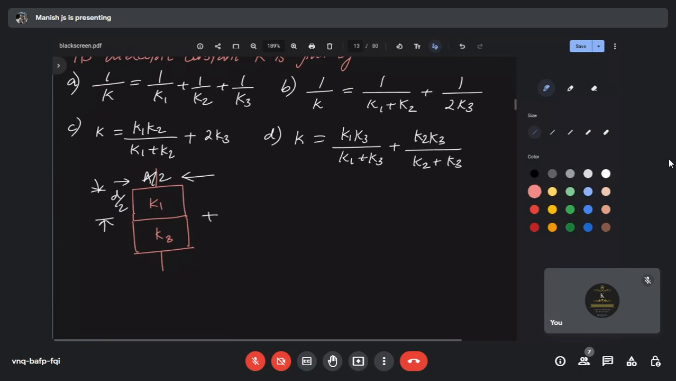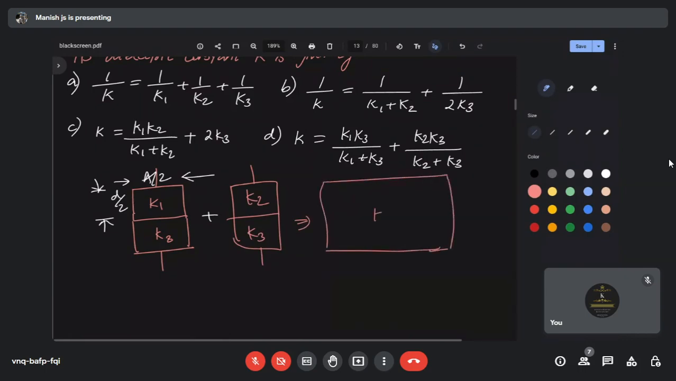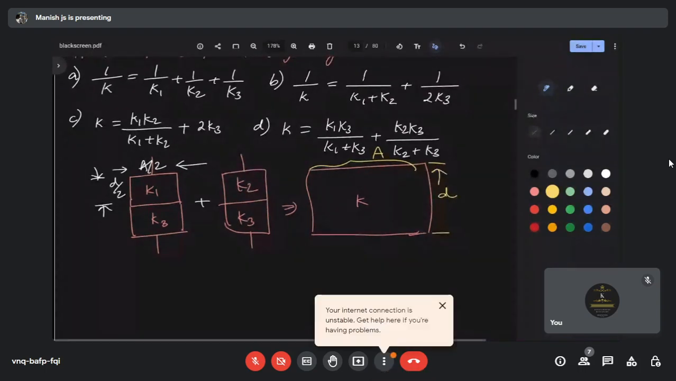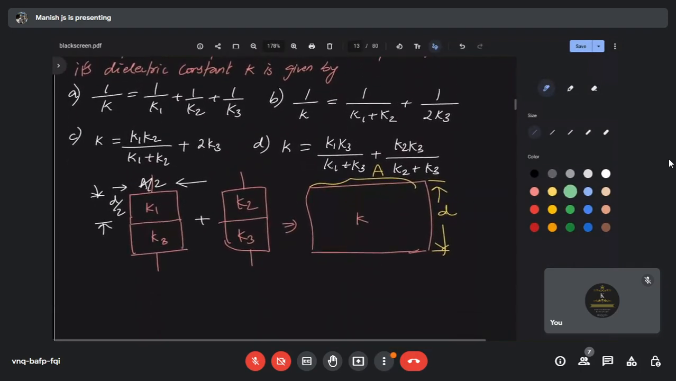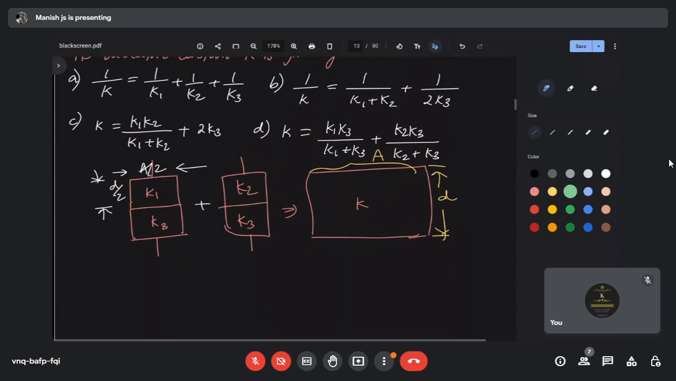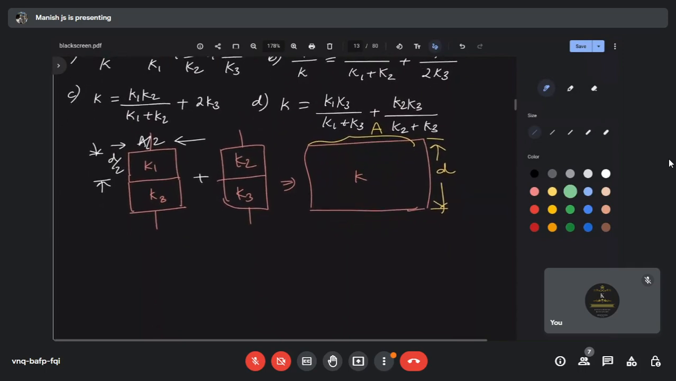So in the middle, how many such capacitors do you have? You have two such capacitors. This was K2 and this was K3. So you can imagine these two together is going to make up one single capacitor whose dielectric value is going to be K. So its area will be A only, and the thickness is going to be D only. So all this is known to us. So first aspect is this. So this is an analogy you will have to build up. So first finding out this. Once you have found out this, your job is done. So you understood the question.